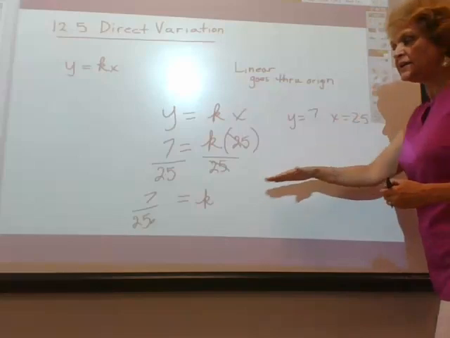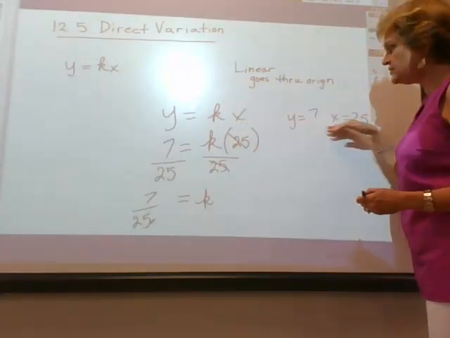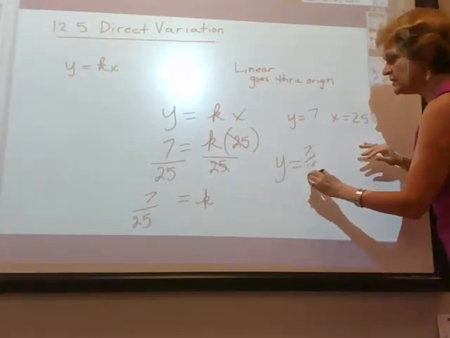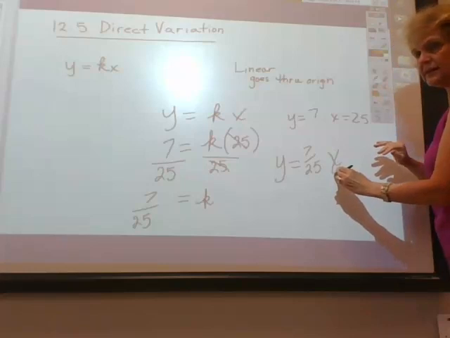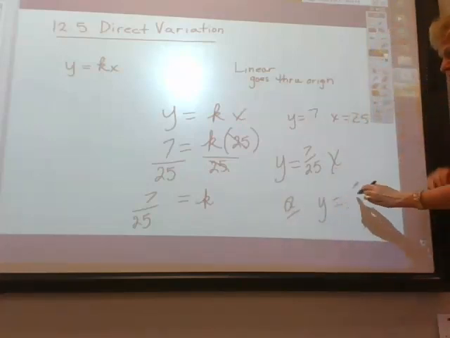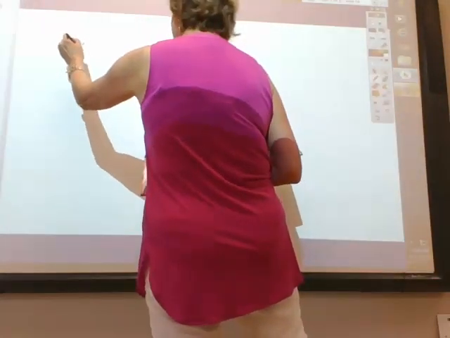So when we found the constant, we're going to write the equation of variation under these conditions. So we say y equals 7/25 x. Or if you've turned it to a decimal, y equals 0.28 x. Either answer is fine. All right, so I want you to try this A and B. So stop the tape, do your work, and then check with mine.